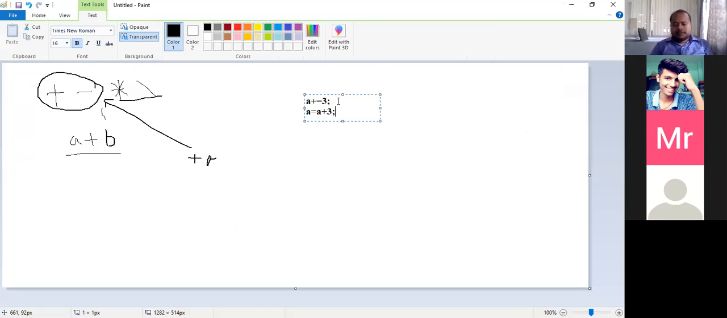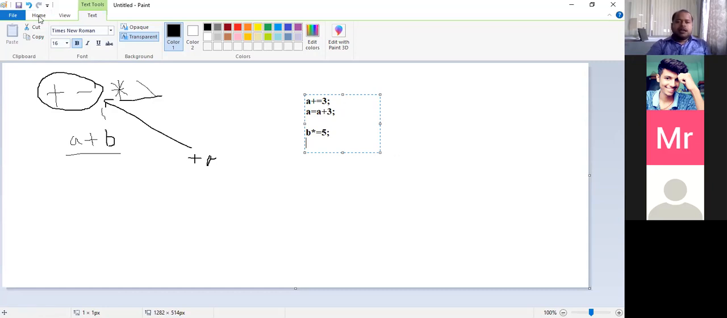So how can we write b into equal to 5? What does it mean? b equals b into 5. Yes, very good. b equals b into 5. So this is another example of the assignment operator.